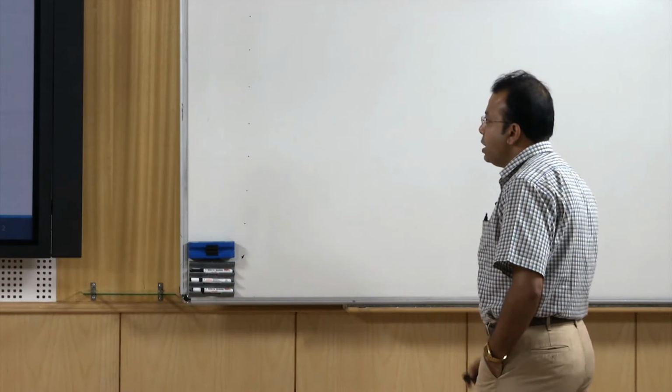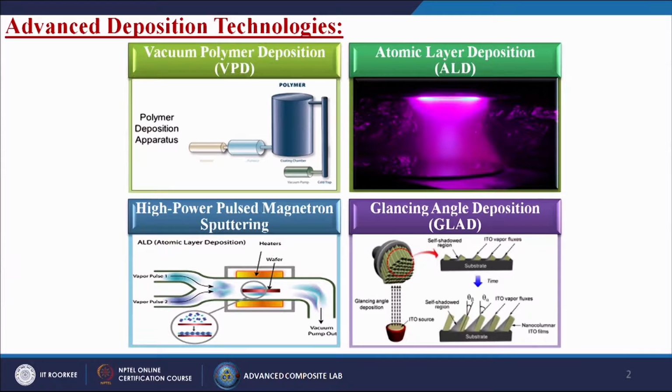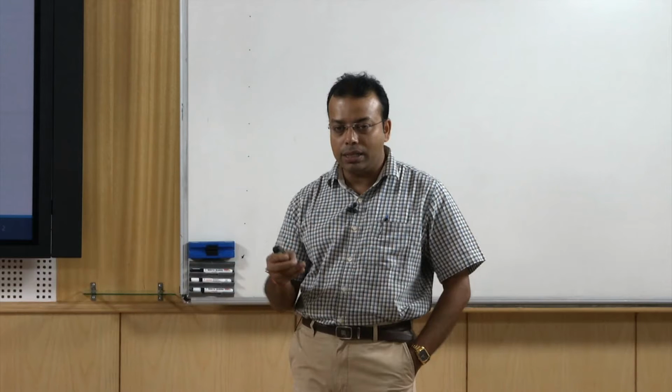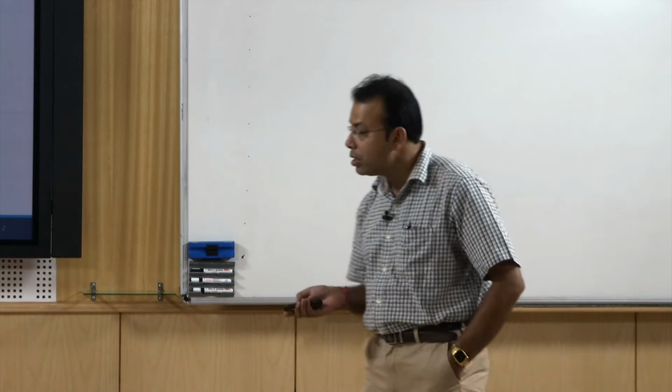Here I am going to discuss 4 deposition techniques. One is vacuum polymer deposition, in short the VPD. Next is the atomic layer deposition process, known as the ALD process. Then the high power pulsed magnetron sputtering process, and the glancing angle deposition, or the GLAD process. I will discuss all 4 in detail in the subsequent slides.